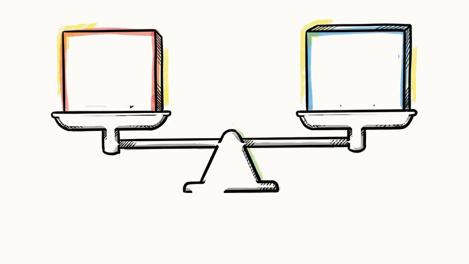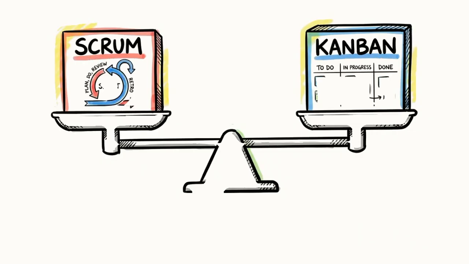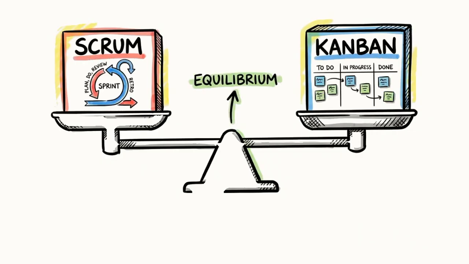In simple words, Scrumban is Scrum with the flexibility of Kanban, or Kanban with structure. If your team feels stuck between the two, Scrumban might give you the balance you are looking for.